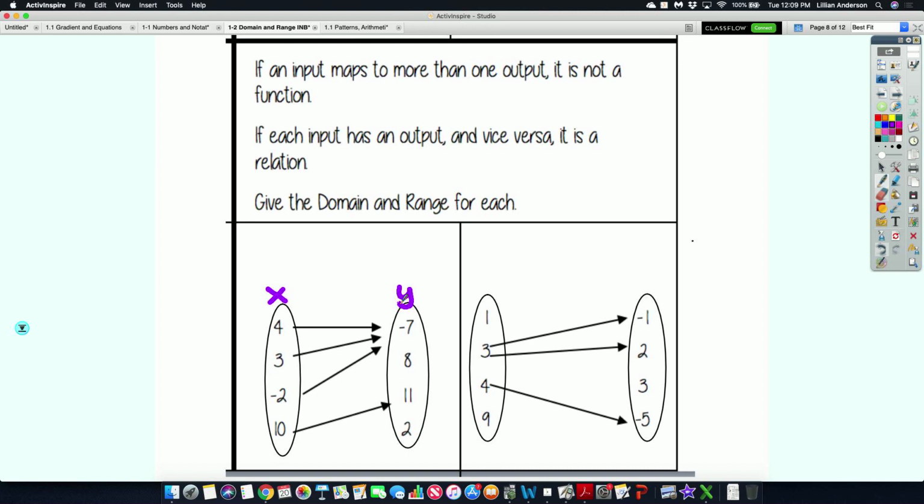Do I have any repeating x values? Since you don't have any repeating x values, is it a function? Yes. What about the one on the right? Look at this one. You see that 3? You see how it has 2 y values? So it's basically saying 3, -1, and then 3, 2. That would be an example of repeating. So this one would not be a function.